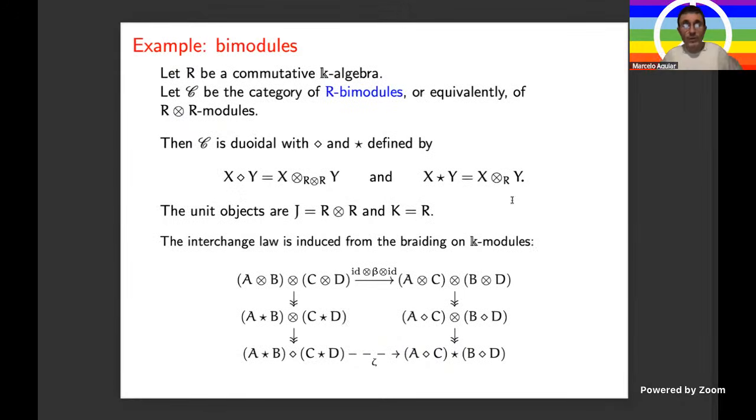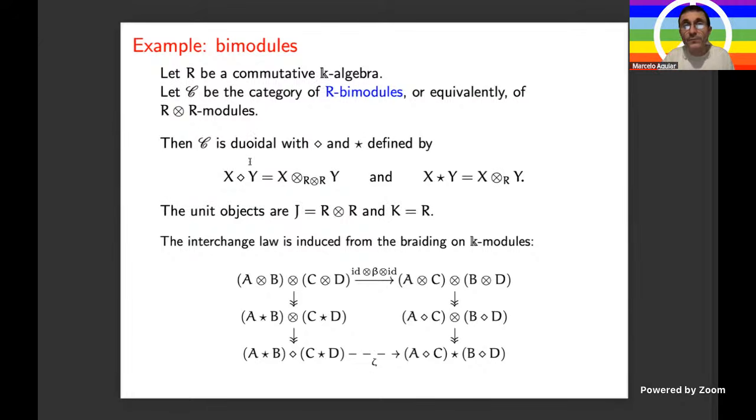Now, what about this one? Well, quickly, I think we want to view it quickly. You fix a commutative algebra, R, and then you look at R-bimodules. Since R is commutative, R-bimodules are the same thing as R tensor R modules, right? Otherwise, I will have to say R tensor R op, but I want R to be commutative for a reason that perhaps we can discuss in a second.